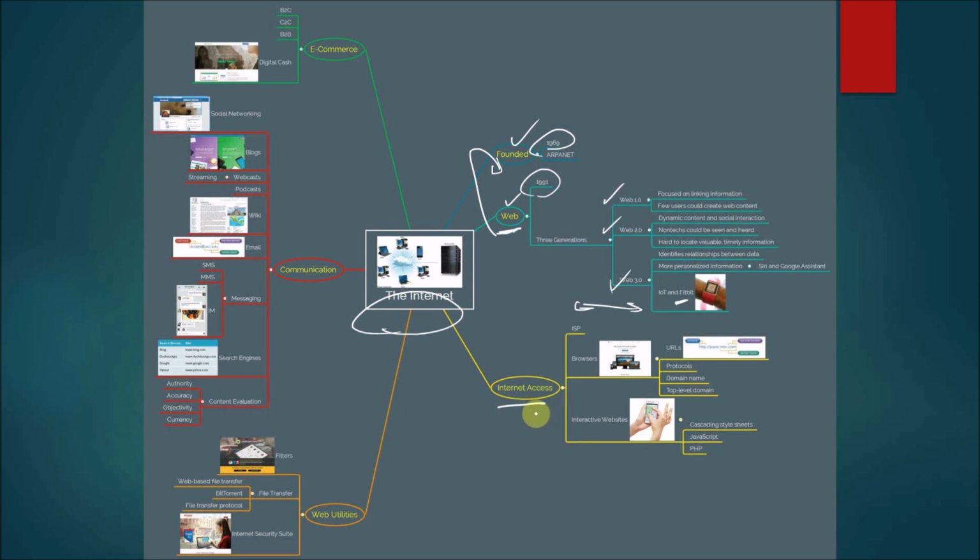We know how we access the internet through our ISP providers using our browsers, and of course, we take for granted the interactive websites that we have access to today. We talked about web utilities that help manage our use of the internet in terms of it being filtered or transferring files and our security on it, and the various ways that we communicate on the internet, all the way down from social networking to being sure that we're evaluating what it is that we're looking at and reading. And then, of course, we topped it off with talking about electronic business or e-commerce, from businesses to consumers, businesses to businesses, and ways of paying for those services and other deliverables. And that's the internet.